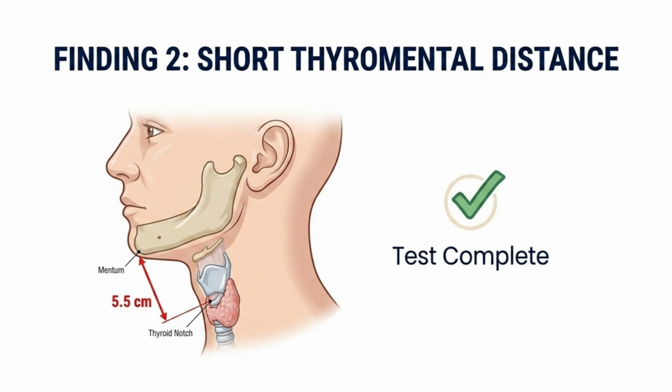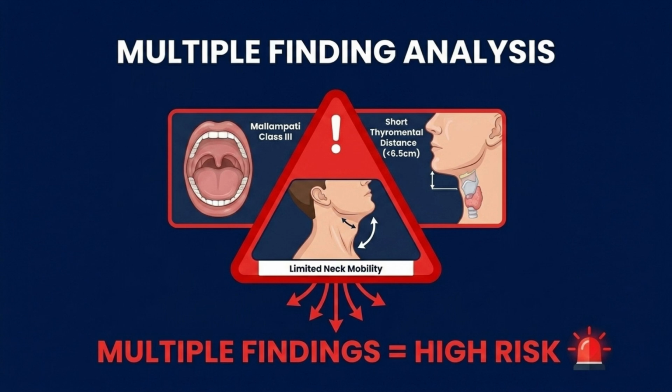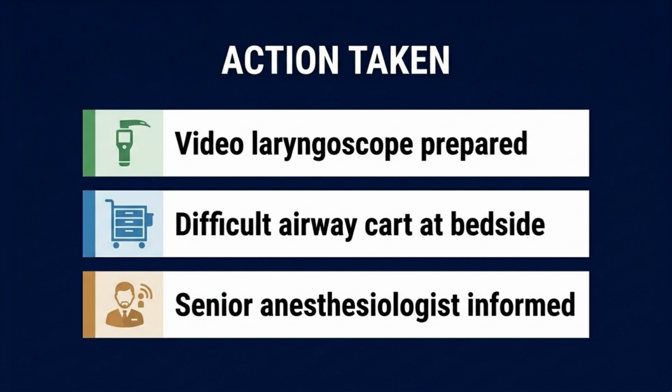Finding 2, his thyromental distance measures only 5.5 cm, that's short. Finding 3, his neck mobility is limited with restricted extension. Putting these three findings together, our conclusion is clear. A difficult airway is predicted for this patient. Here is the action we take. We prepare a video laryngoscope, keep the difficult airway card at the bedside, and inform a senior anesthesiologist.